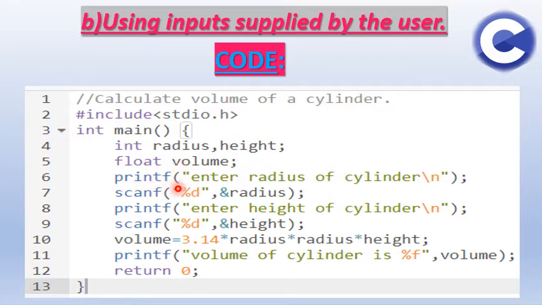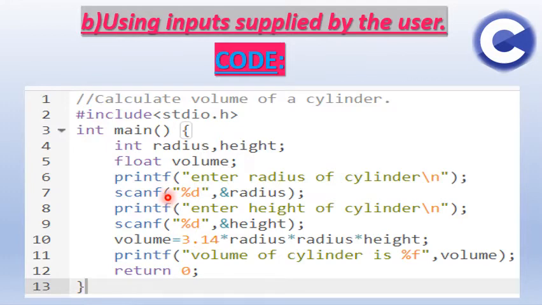Then the printf function, after which whatever I write inside my parentheses and enclosed between double quotes will be printed on my screen. So here I wrote "Enter radius of cylinder", then backslash n. This backslash n is an escape sequence character which helps me move my cursor to the next line in the output.